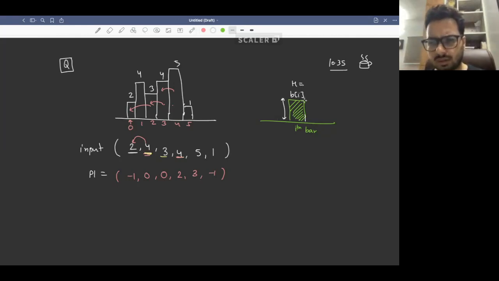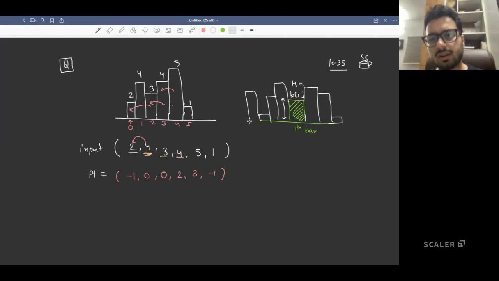Maybe I have a bigger bar. Maybe I have a smaller bar. Maybe I have a bigger bar and a smaller bar. Maybe a bigger bar. Now, who is going to stop the expansion of the rectangle? Can I expand here? Yes. Can I expand here? Yes. Can I expand here? No. Because this bar is smaller than the ith bar.